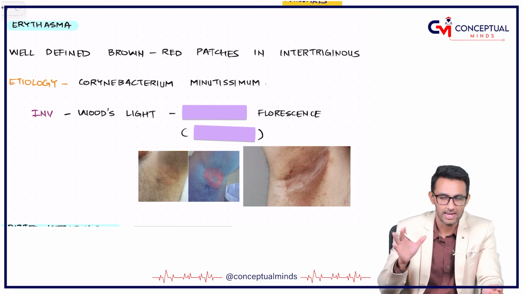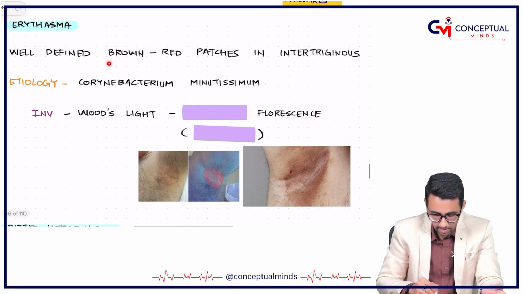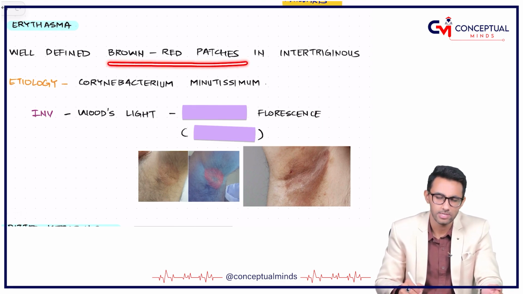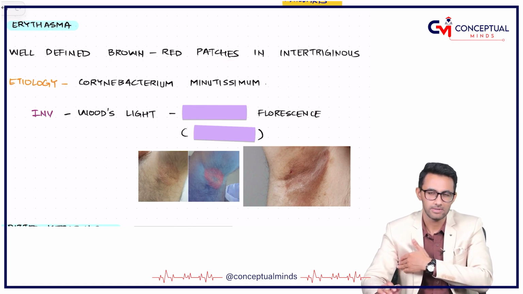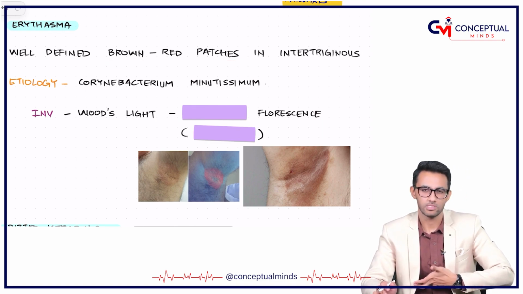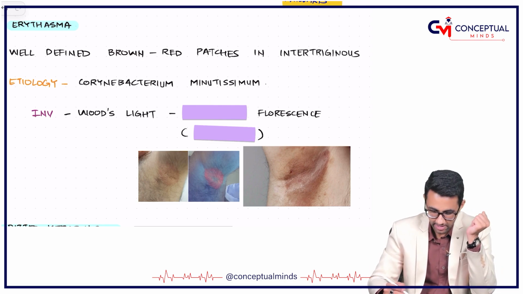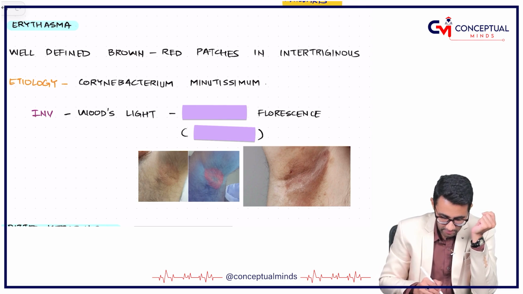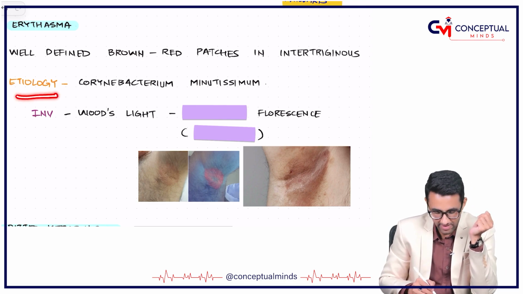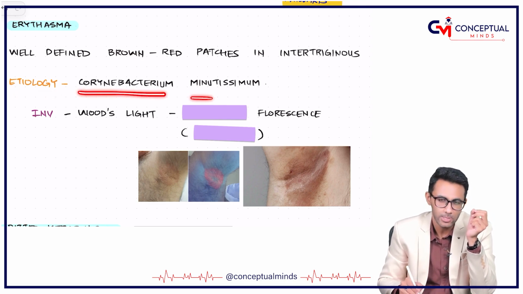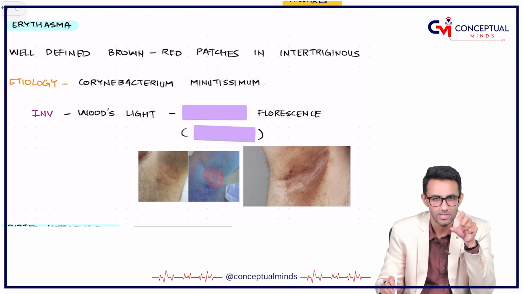If we see with the naked eye, we would see brown-red patches in the intertriginous areas, that is under the armpits and below the folds of the skin. So they are the intertriginous areas. And what is the etiology? The topic we are reading, Corynebacterium minutissimum. This is the one causing all the mayhem.